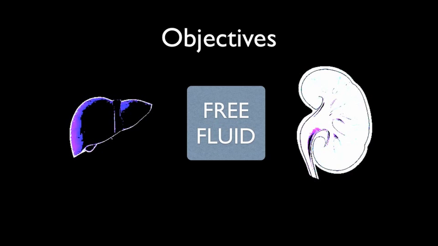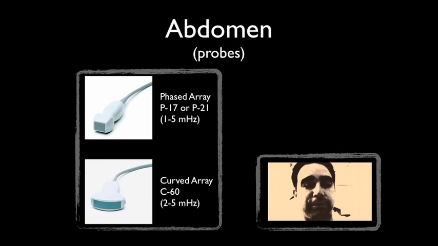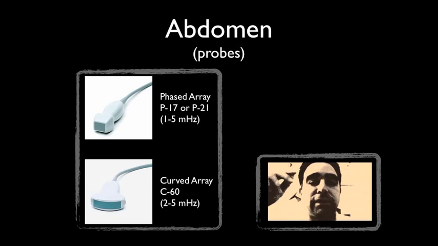There are two major probes that can be used to examine the abdomen, the phased array and the curved array probe. The abdomen is usually examined using these low-frequency probes in order to allow adequate, deeper penetration at the expense of the image not being as clear. In addition, the phased array transducer, because of its small footprint, is ideal for navigating between intercostal spaces, subcostal region, and painful areas.